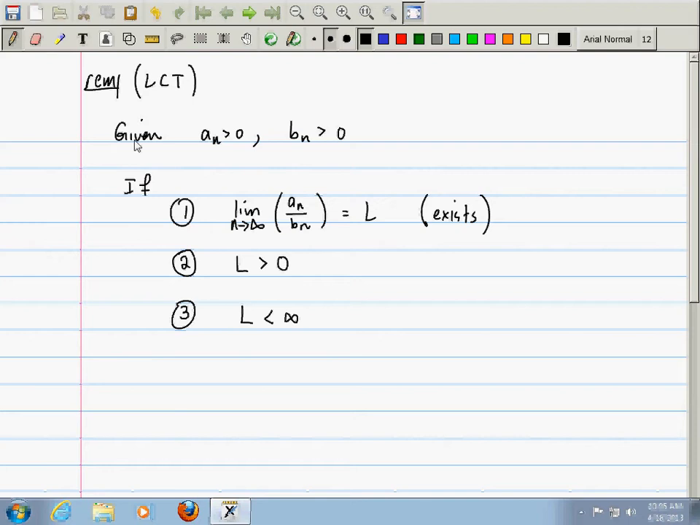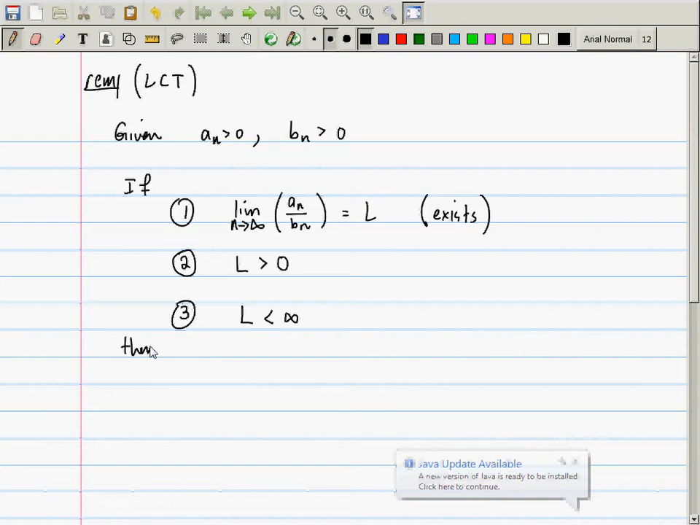Okay, so what these three conditions together are telling you is that these two positive sequences, a_n and b_n, grow similarly. That is to say that if you compute the limit of their ratio, you get some number. What if the limit was zero? That would be saying that b_n grows a lot faster than a_n, so then they're not growing similarly. What if the limit is infinite? That would say that a_n grows way faster.